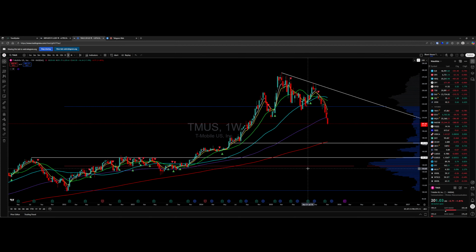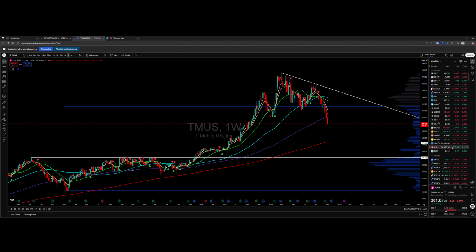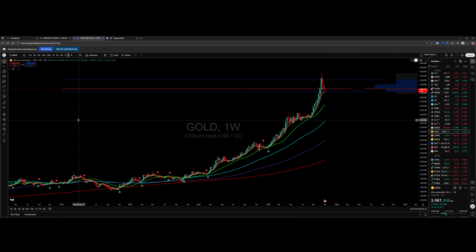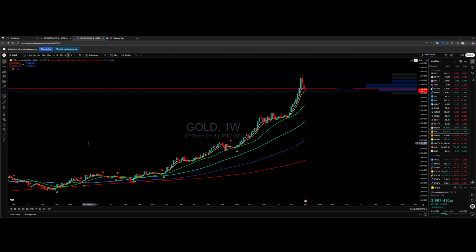It hasn't had a good couple months, I guess. Really a good year. But I think that's consistent with a lot of these things. And sometimes it's sector specific, so we don't want to beat up entirely on T-Mobile. Let's take a look at gold real quick. This is the weekly chart.